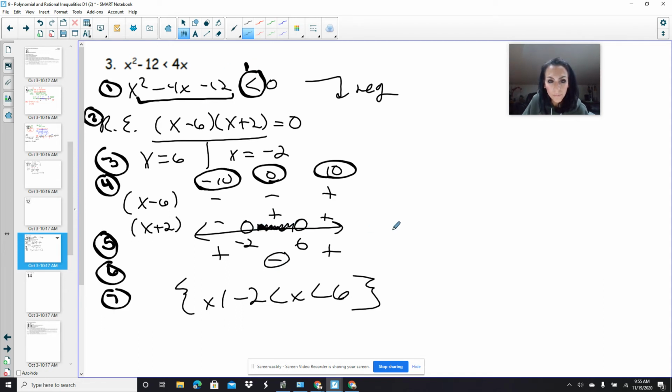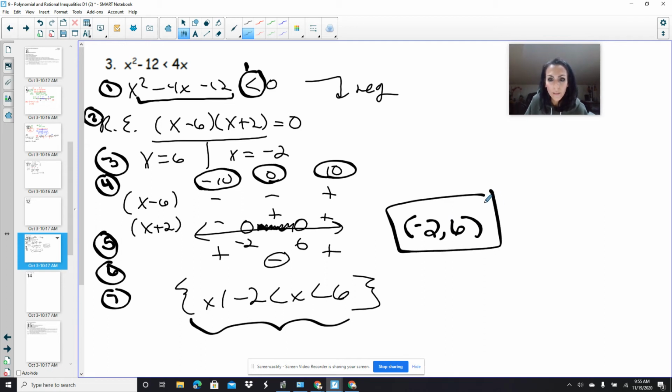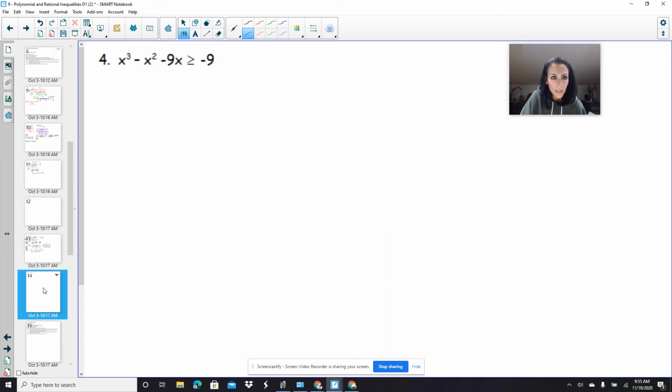So we shade there. This is how you would write it in set builder, or if you want to write it in interval notation, parentheses because the -2 and 6 are not included. So that's step 8, to write your answer. Okay, I'm going to pause and we have one more to end with. And then I'm going to create another video for the rational inequalities, so not to overload you.